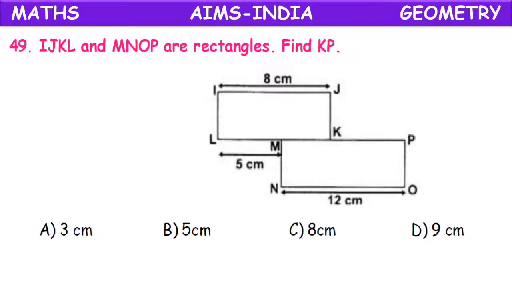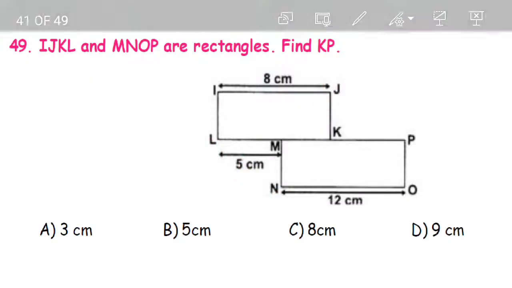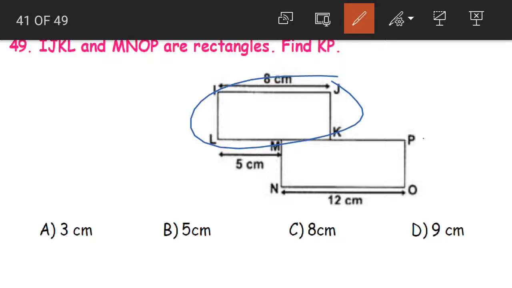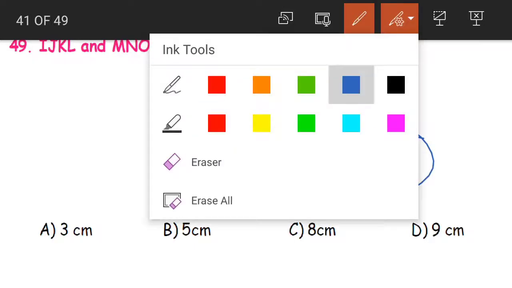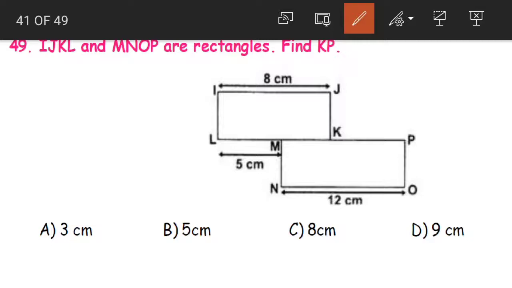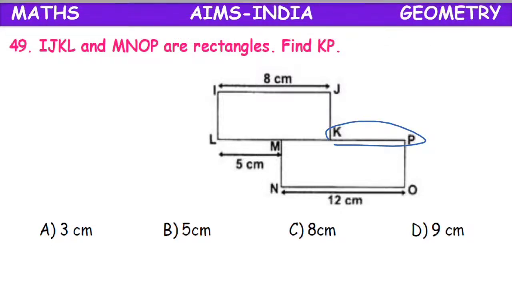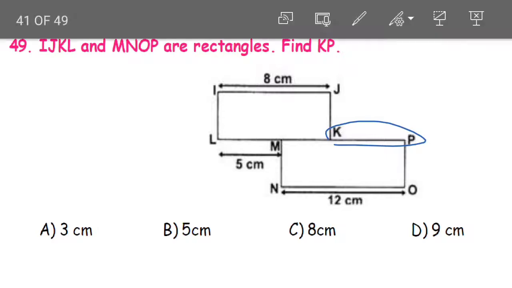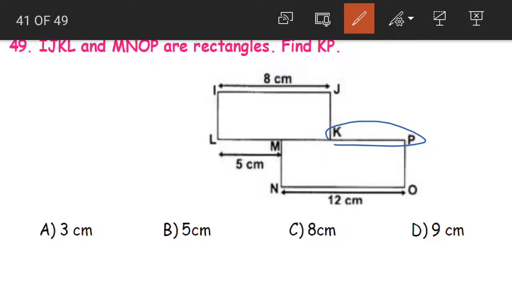Next question 49. IJKL, that is this one, and MNOP are rectangles. Find KP. Where is KP? Here. It is KP. So we are given two rectangles and we have to find out the length of the line segment KP here. If you observe the information that we already have, what is it? That KP is equal to, here we are having KP.